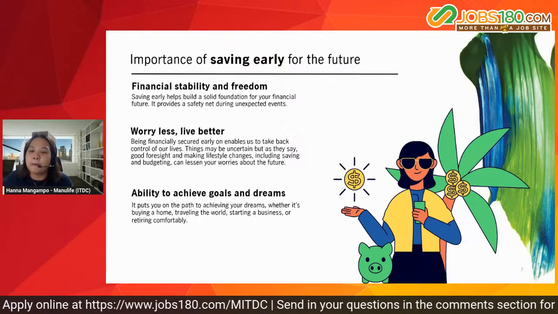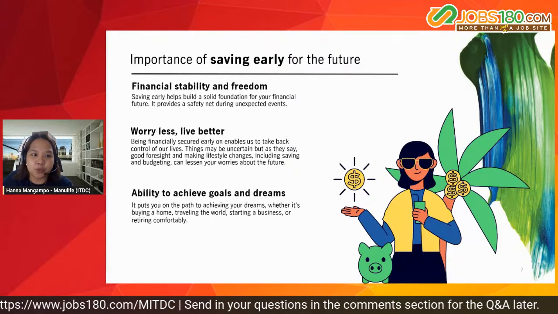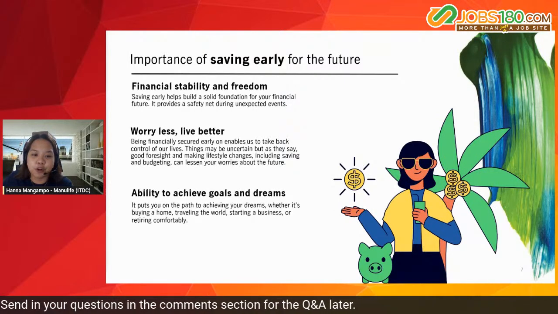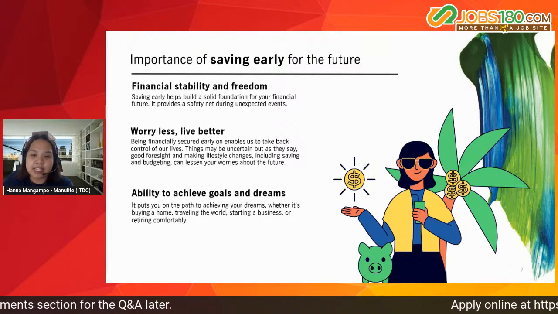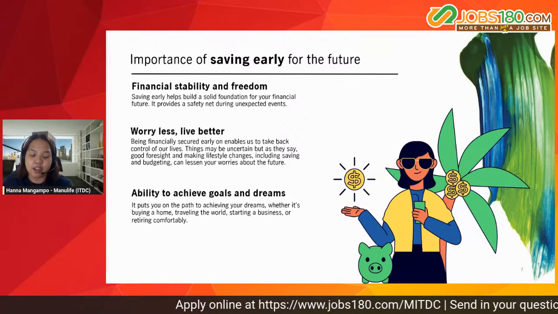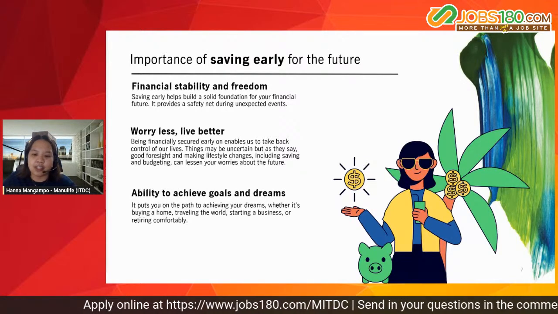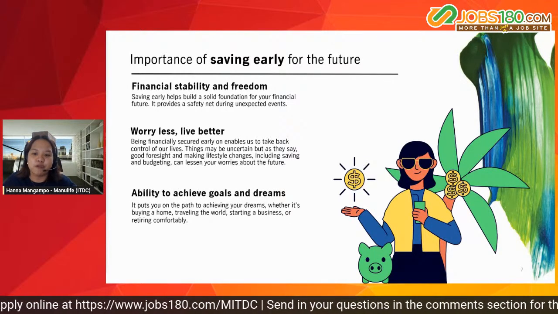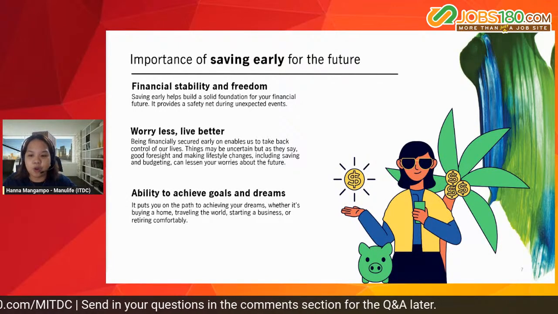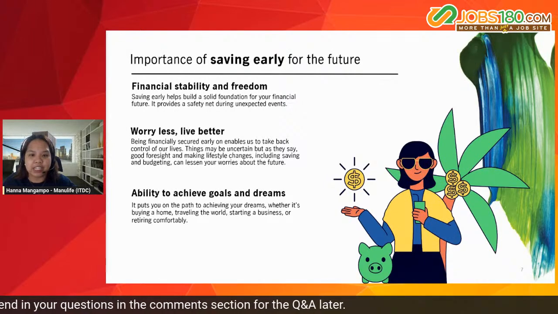So now, why is it important to save up? I've listed three things. First is financial stability and freedom. Second, we worry less and live better. Then the ability to achieve goals and dreams. So why these three things? First off, when we have enough saved money, we become stable and we become prepared. So we have some sort of a safety net or a cushion for when unexpected events happen.